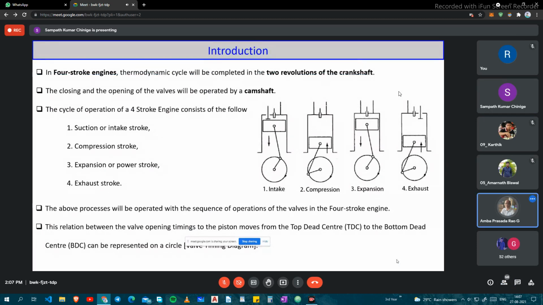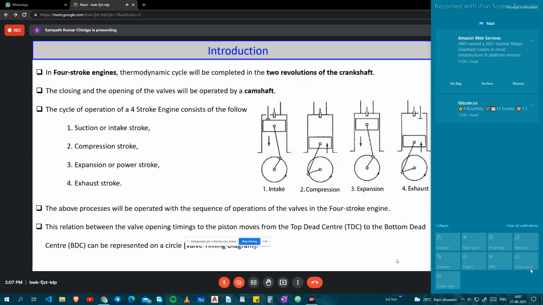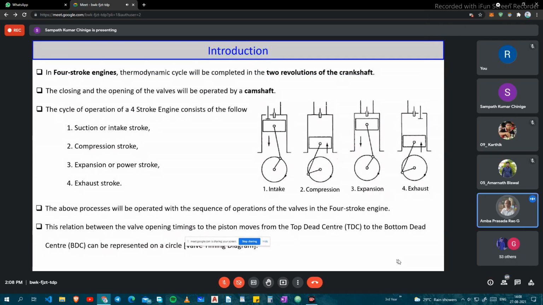So the sequence of operations in a typical four-stroke single cylinder diesel engine is applicable to multi-cylinder engines also. The cycle starts with suction, also called intake or induction. The piston will be at the topmost point and moves linearly downwards. While the piston is descending from top dead center to bottom dead center, the inlet valve opens.